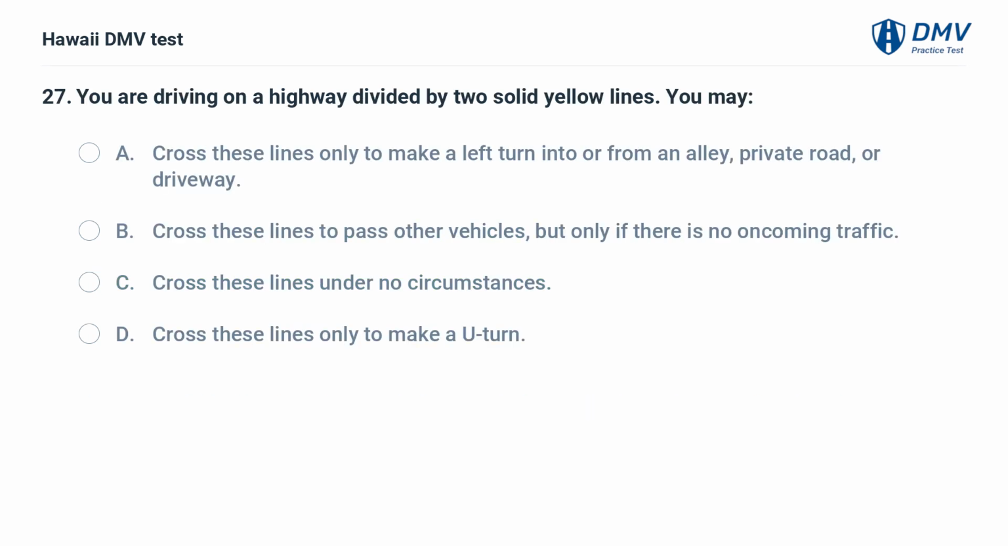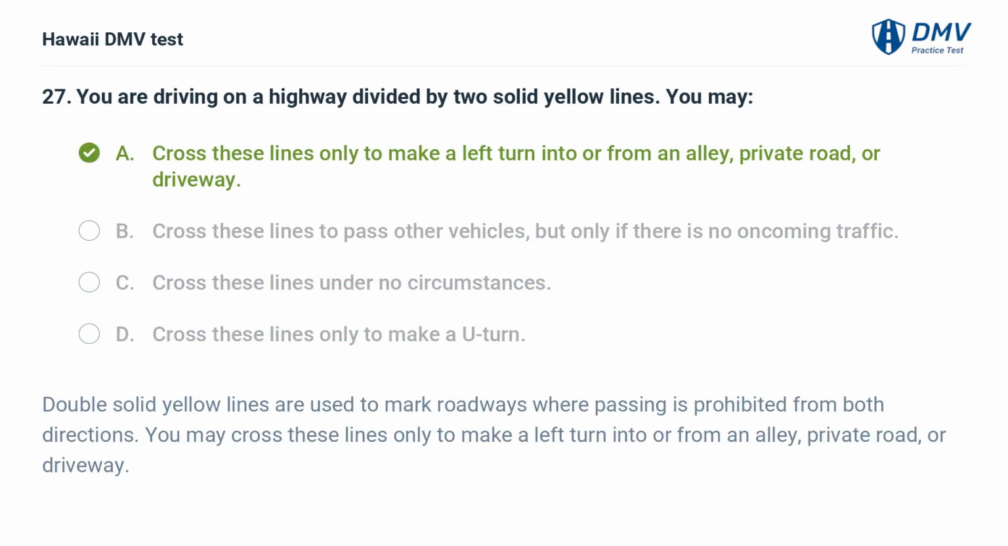You are driving on a highway divided by two solid yellow lines. You may A. Cross these lines only to make a left turn into or from an alley, private road, or driveway. B. Cross these lines to pass other vehicles, but only if there is no oncoming traffic. C. Cross these lines under no circumstances. D. Cross these lines only to make a U-turn. The answer is A.